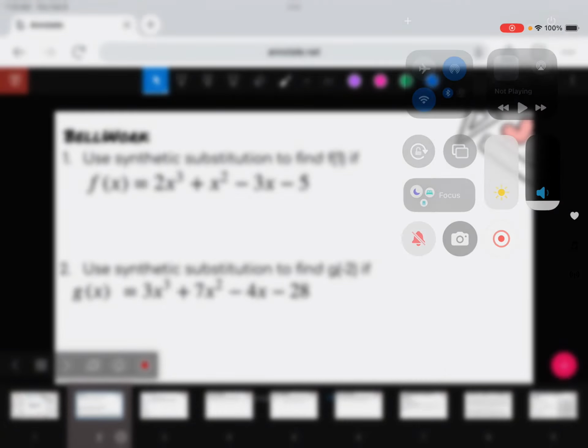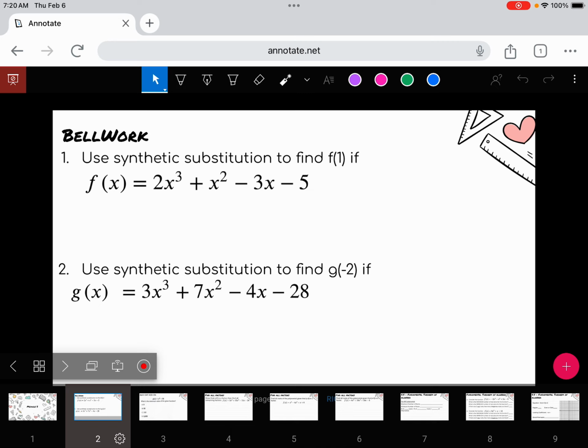There we go. And when updates happen, it turns off features on my iPad. The microphone.